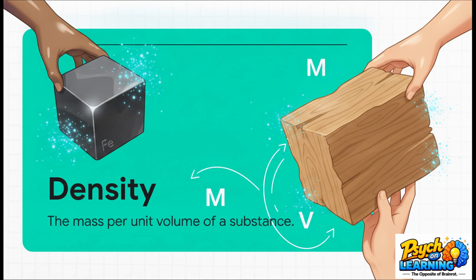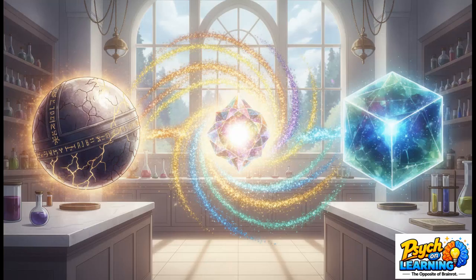So, density is basically how tightly packed the matter is inside an object. It's the mass per unit volume of a substance. And it's exactly how we figure out if something feels heavy or light for its specific size. Now, if you're only going to write down one thing right now, make it this magic formula. To find the density of absolutely anything, you just take its mass and divide it by its volume. Yep, mass divided by volume. It really is that simple.